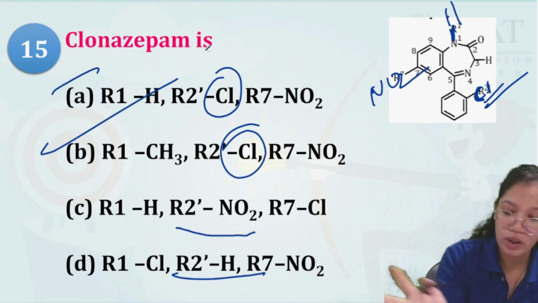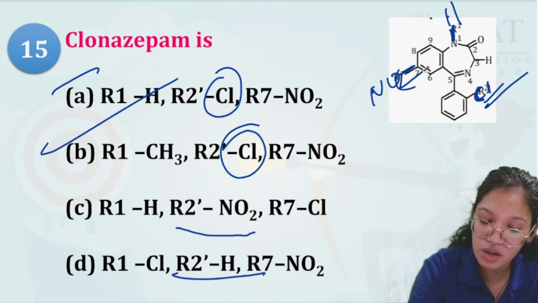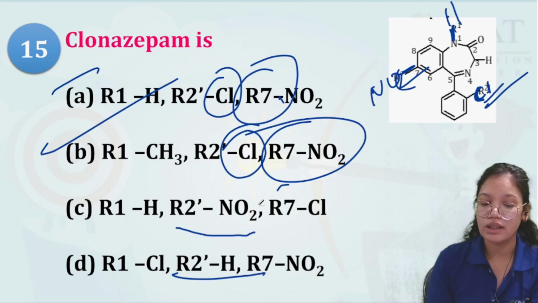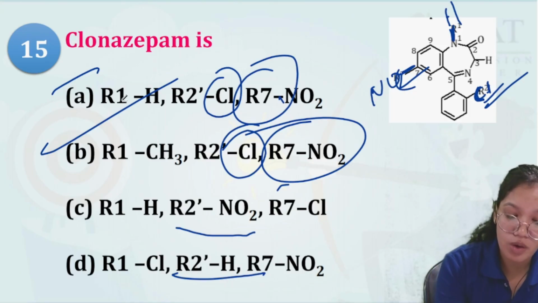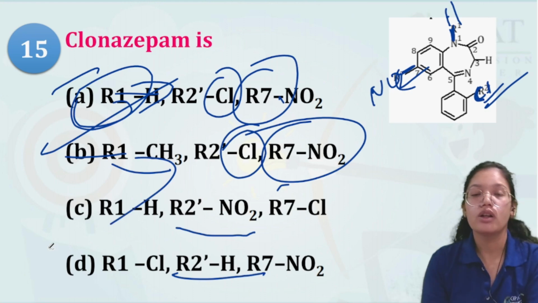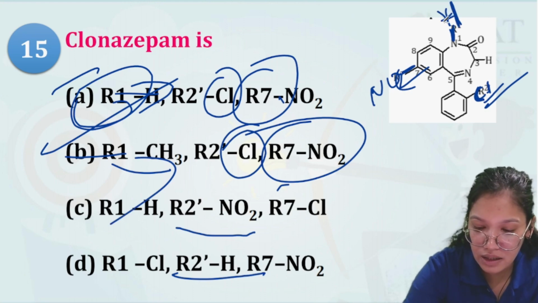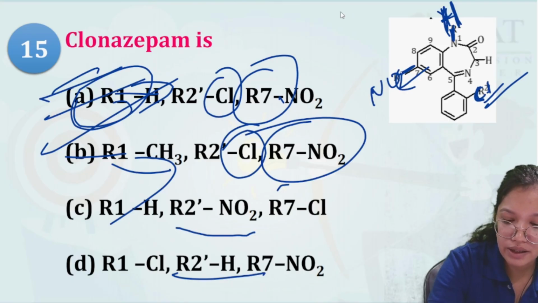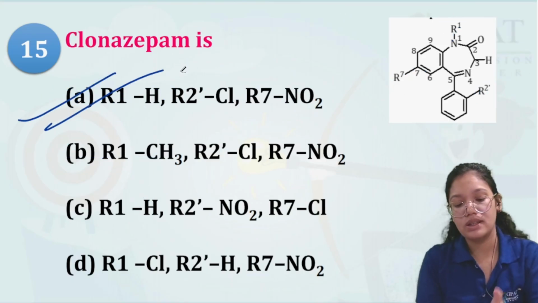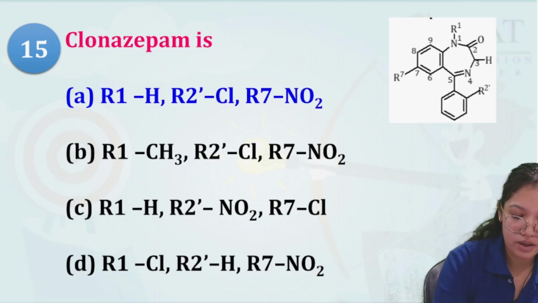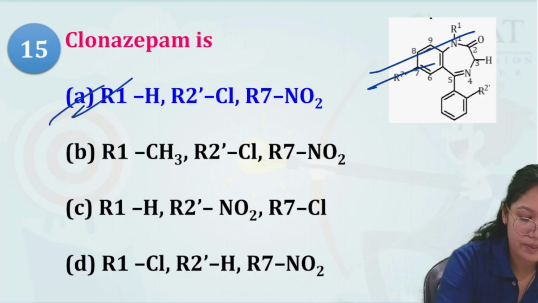So options A and B could both be possible. Then at the 7th position both have NO2. Now the answer will be decided from the R1 position. R1 is H, while the other option says it is CH3. So in clonazepam we have H at the R1 position. So A1 is the answer, that is R1 H, R2 Cl, R7 NO2. This is the answer, A1.